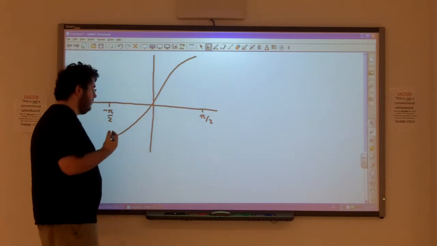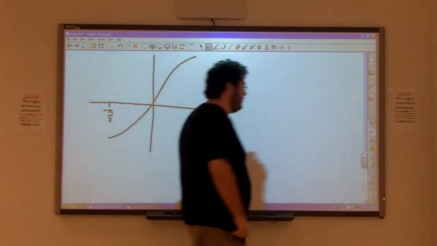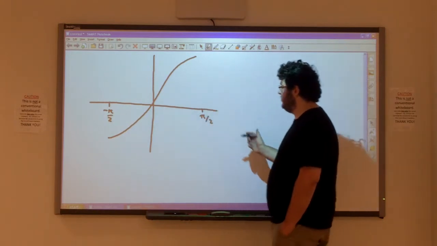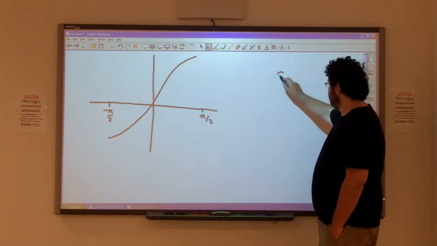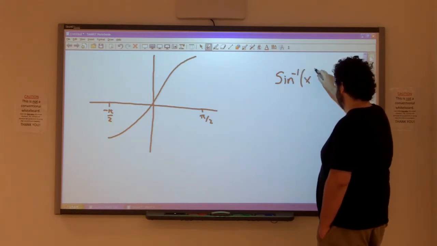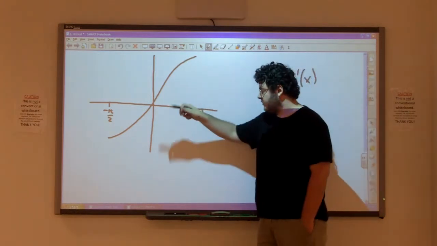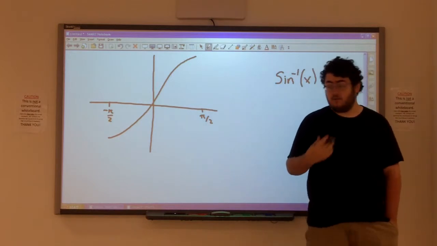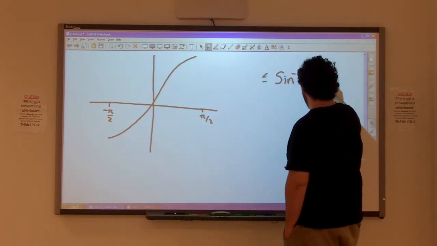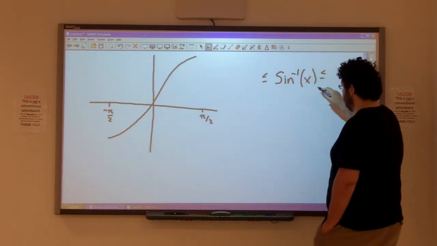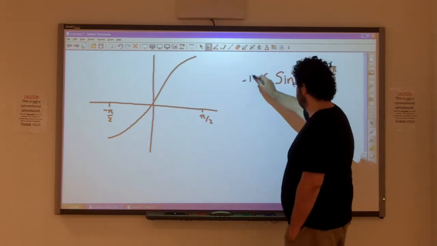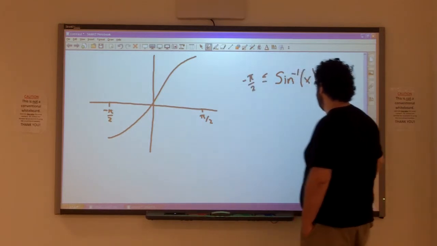Okay, so if this is our value of sine of x, well, sine of x is now in the domain negative pi/2 to pi/2. So if we're asking for sine inverse of x, its range has to be between these values because the inverse function has the range of the domain. So when you ask this, the answer you get is going to be between pi/2 and negative pi/2.